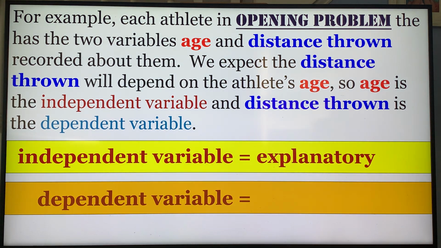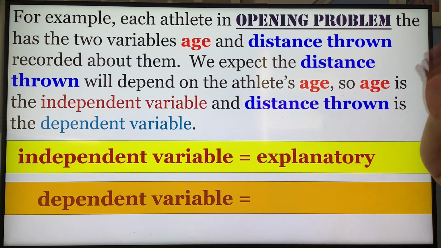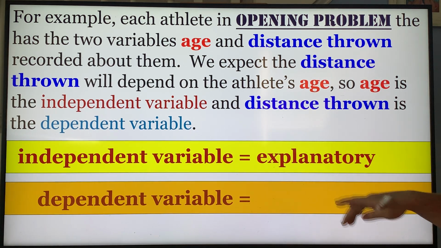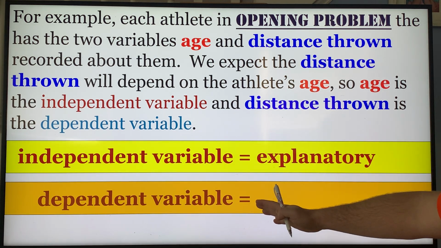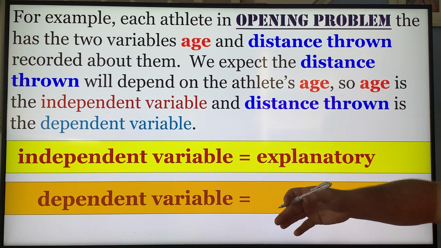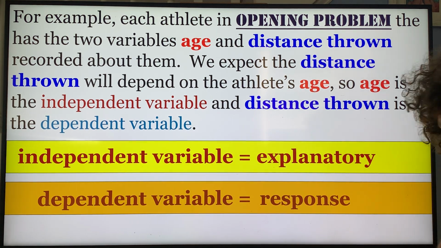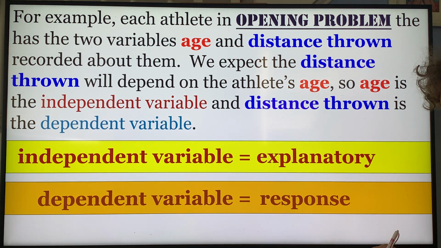So our independent variable right here, which is age, because anything can be age, that varies, is called our explanatory variable. Our dependent variable, pretty much the answer you get when you plug your age into your model, is our response. Okay, it's the response to plugging in our explanatory variable.